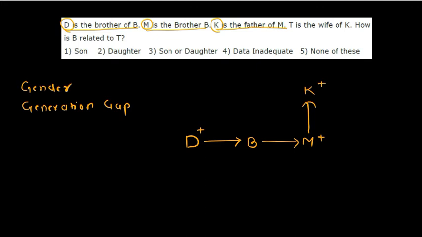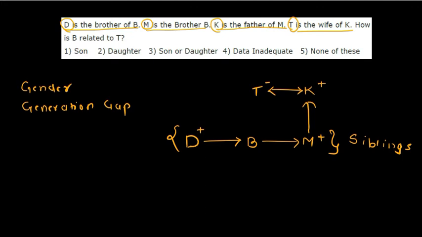Now look at this particular figure. You can see that these three are siblings, and as I am saying that K is father of M, K is also father of B and K is also father of D. Then the next statement is stating that T is wife of K. So this is the relationship between husband and wife. We are going to use arrows on both sides. So T is wife of K, and sign negative.